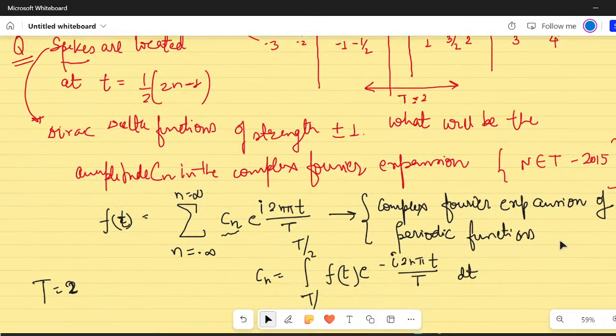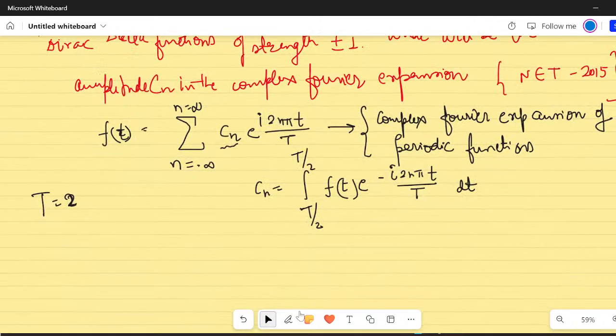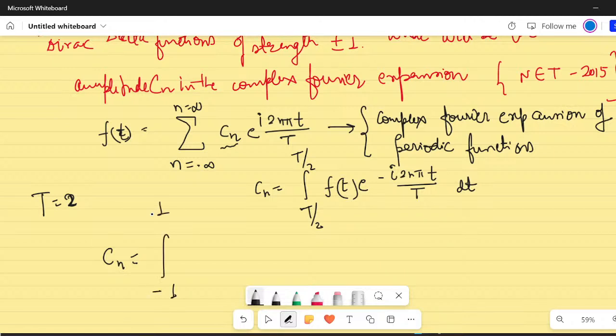So what I'll do is use T equal to 2 so that things become easy for me. I'll write Cn is equal to the integral from minus 1 to plus 1, because T is equal to 2, so T by 2 gives minus 1 to plus 1. And here I will simply write f(t); don't worry, I'll write f(t) later on. Then you have e to the power of minus iota n pi t dt. Because capital T is 2, the 2 gets cancelled with 2, so you have n pi t dt.